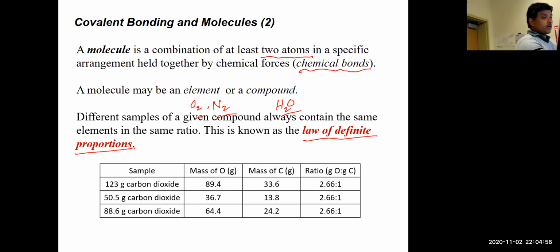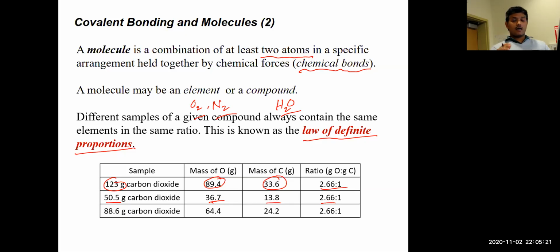Let's say you take 123 grams of carbon dioxide and identify the mass of oxygen as about 89 grams and the mass of carbon about 34 grams. You end up with a ratio of oxygen to carbon as 2.66 to 1. Let's say you took a 50 gram sample and identified the mass of oxygen and carbon, your ratio is still the same. That's what the law of definite proportion is.